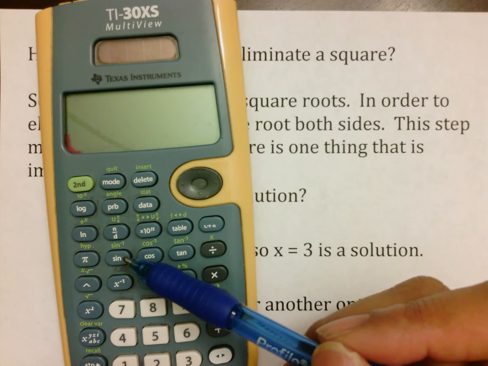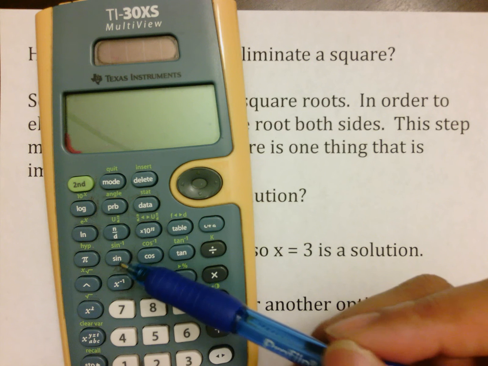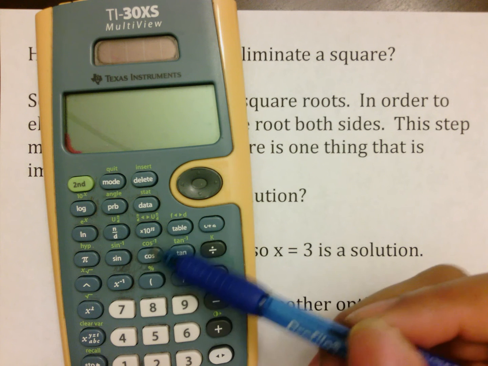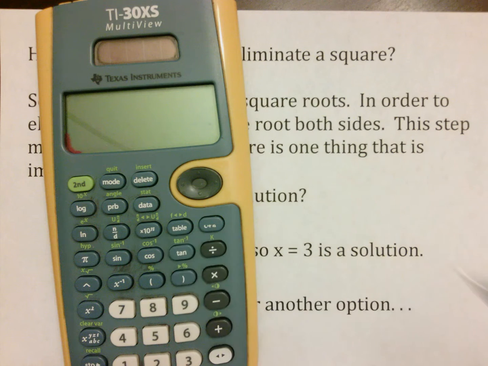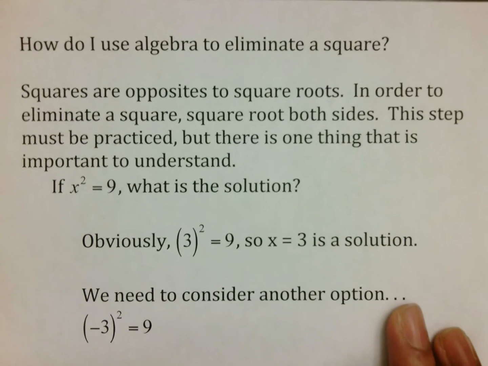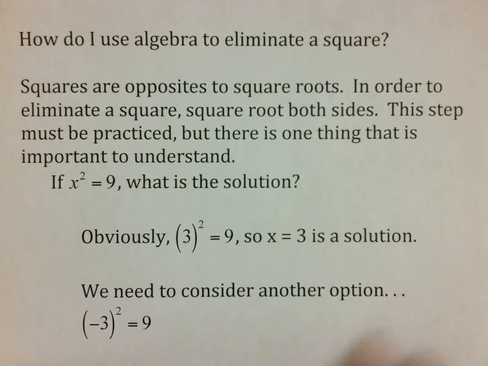If you're trying to solve something and sine is involved using algebra, guess what the opposite of sine is? It's sine to the negative first power. Opposite of cosine, cosine to the negative first power, and so on. So again, that's how you find it. But either way, squares are opposites to square roots. So if you want to eliminate a square, you simply square root both sides.